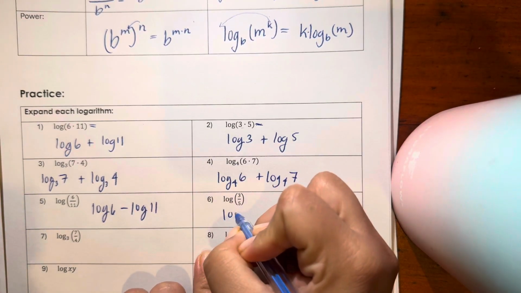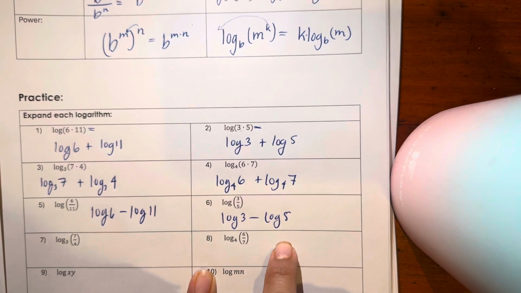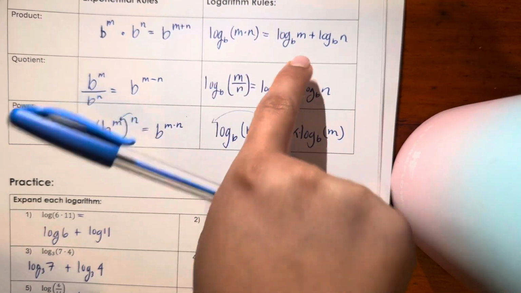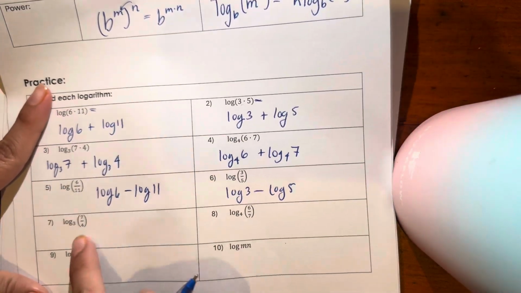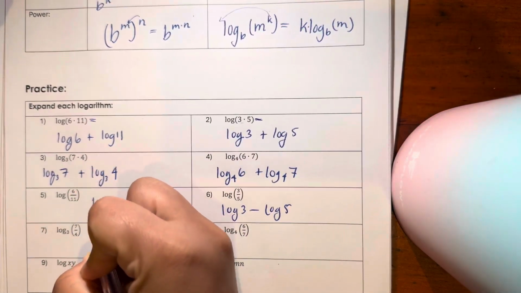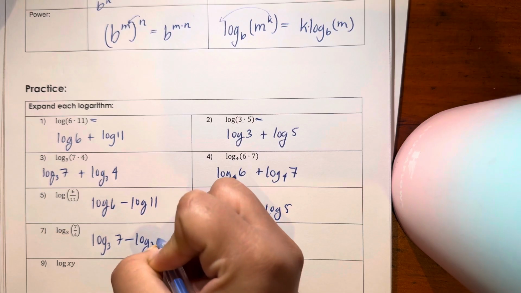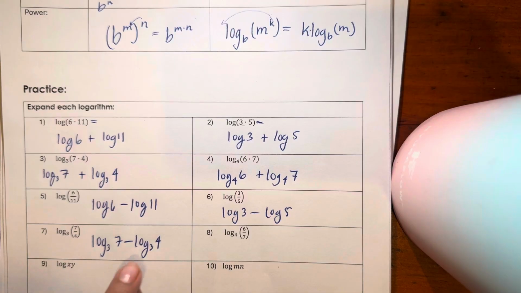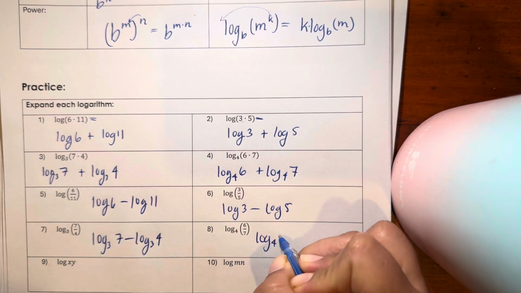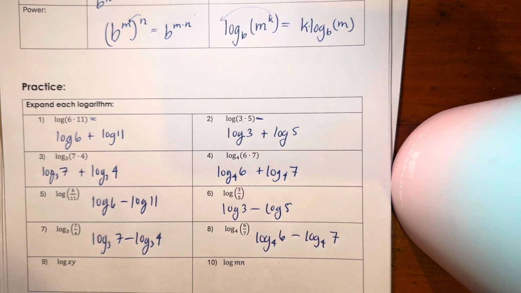Okay, log of 3 minus log of 5. They are dividing, so they separate into subtraction. Okay, division separates to subtraction. Multiplying separates to addition. This one has a base of 3, so make sure you write that. Log base 3 of 7 minus log base 3 of 4. Okay, they're dividing, but they separate to subtraction. And log base 4 of 6 minus log base 4 of 7.